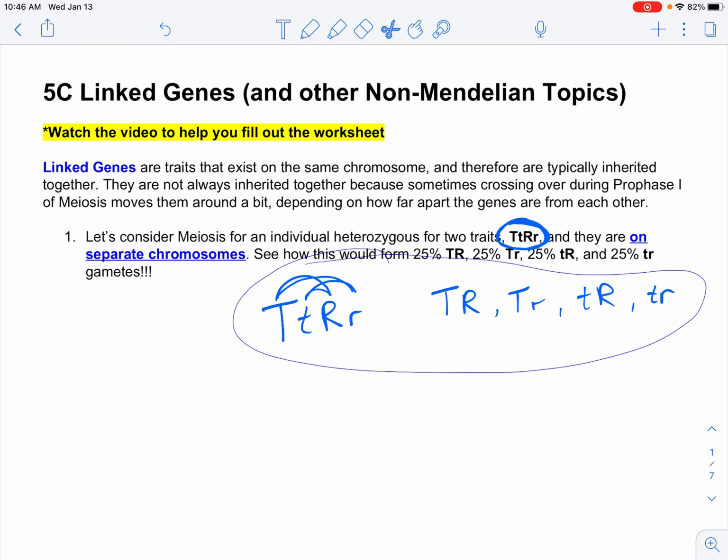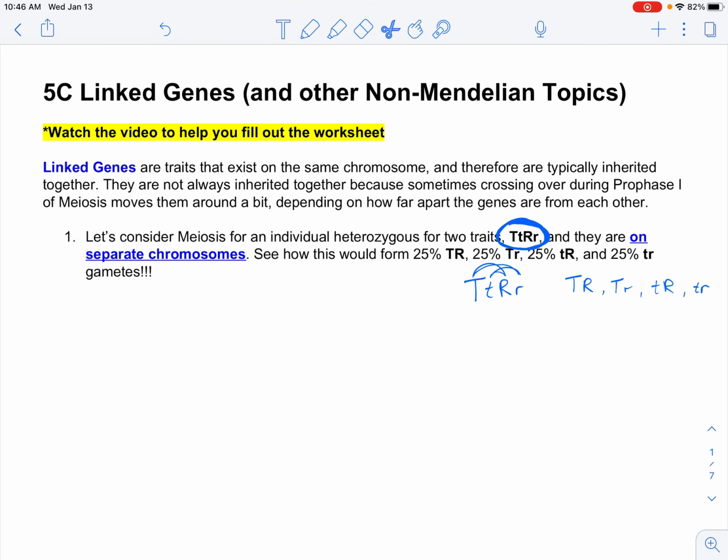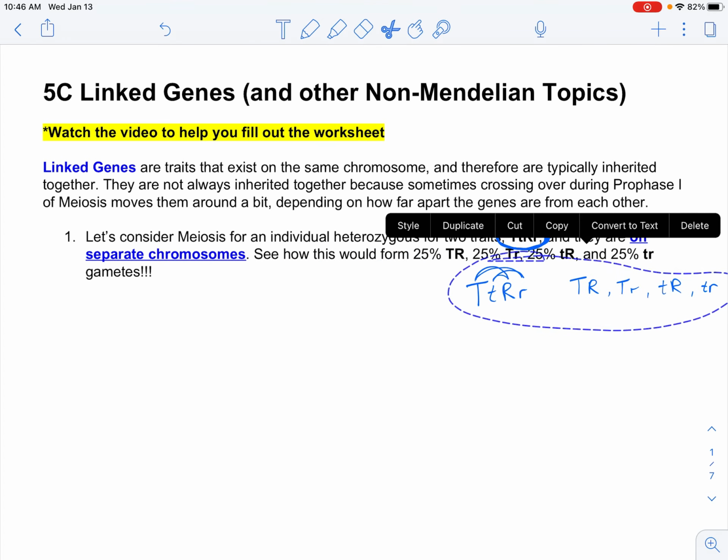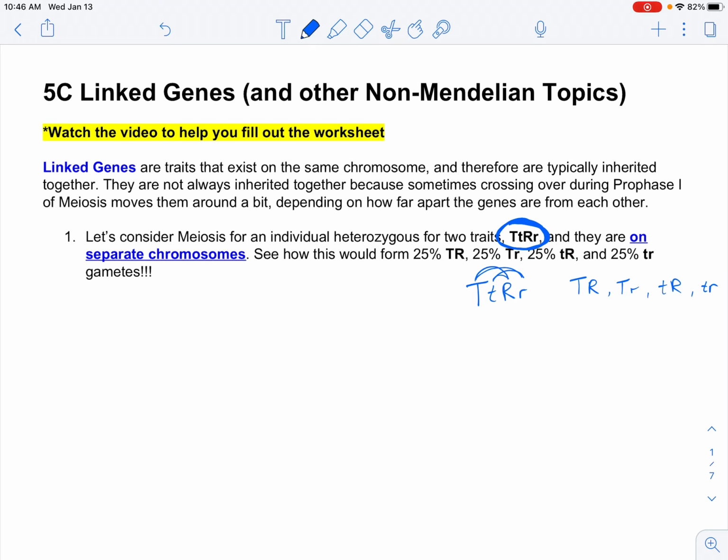However, what we're going to look at now is I want to be more specific and show how that occurs, because I think it's really important to understand what's happening in meiosis normally, so that we can understand what's happening when the genes are actually on the same chromosome. So we'll start out with a cell.